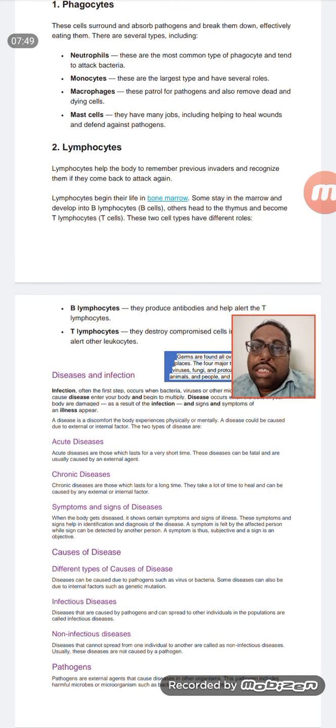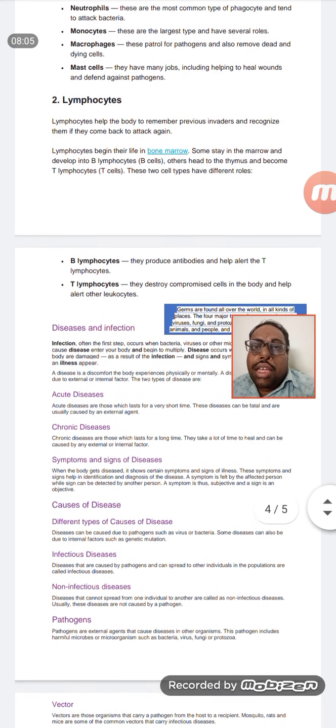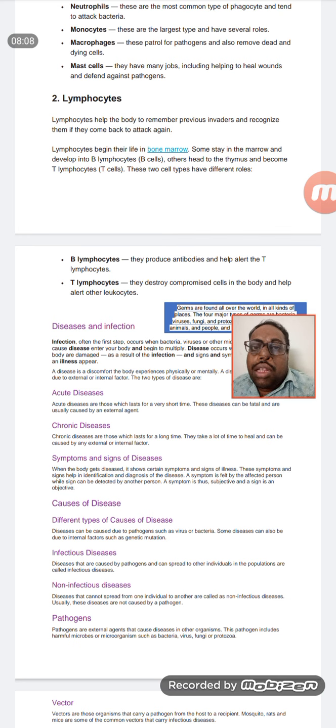Next is lymphocytes. These lymphocytes grow inside the lymph nodes, mainly inside the lymph nodes. There are two types of lymphocytes: T lymphocytes and B lymphocytes. They are named this way because the B lymphocytes' origin, that means the area of production, is the bone marrow, and they get matured in the bone marrow itself.